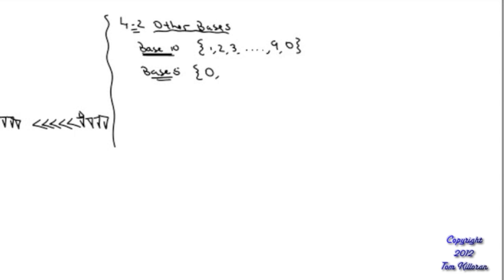All bases have a 0. So when you say base 10, you're referring to what's in that set? Yeah. The symbols are in that set. But then we have a base 10 system, which is 1, 10, 10 squared, 10 cubed, 10 to the third, and so forth and so on.